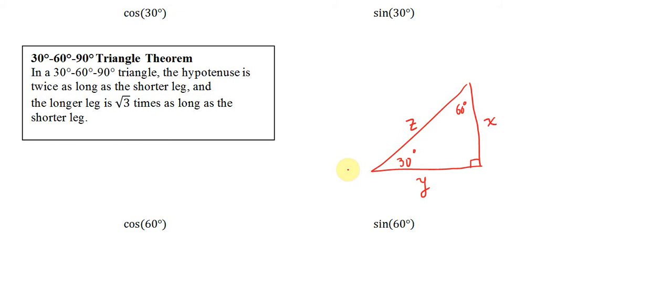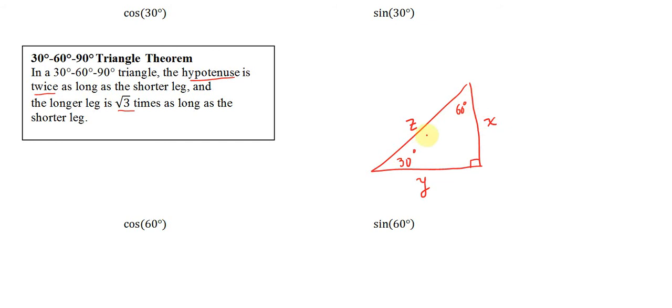In this video, we will conclude our lesson on the sine and cosine ratios by evaluating exact values for the sine and cosine of 30-degree angles and 60-degree angles. Because these are special angles, the only way that we can calculate exact values is if we use the 30, 60, 90 triangle theorem. So I've pasted it here so that we can see the hypotenuse is twice as long as the shorter leg, and the longer leg is square root of 3 times as long as the shorter leg.